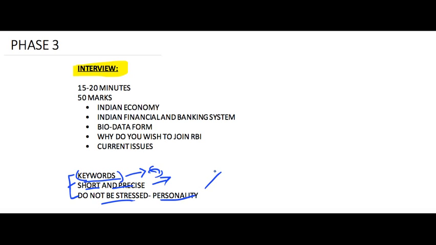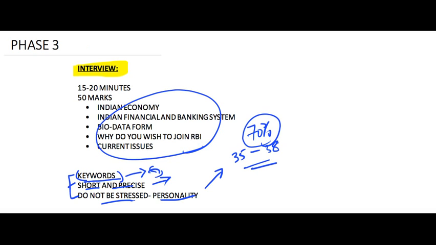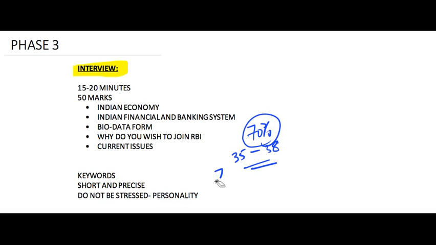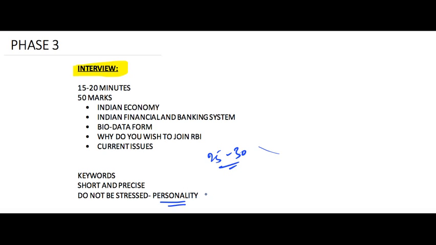Personality. If you have a good personality, if you are very calm, you are sure to get 35 to 38 marks, which is the average. Whereas if your answers are good, but your personality does not match with what they want, then you might get only 30 marks, or 25 to 30 marks. So it's very important that you have a very calm, composed, and a very mature personality.